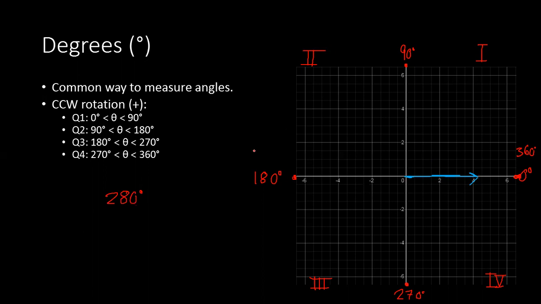Let me repeat the question. If the angle formed is 280 degrees, where is it located? Is it in the first quadrant, second quadrant, third quadrant, or fourth quadrant? The answer is in the fourth quadrant. Because remember, an angle formed greater than 270 degrees but less than 360 degrees is located in the fourth quadrant.